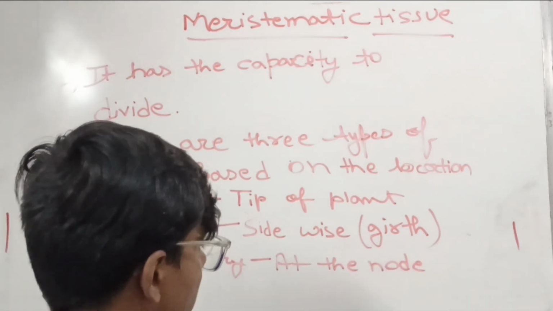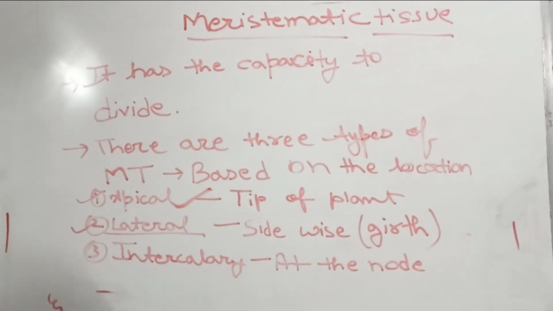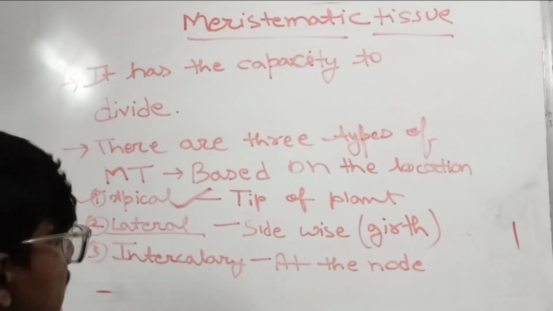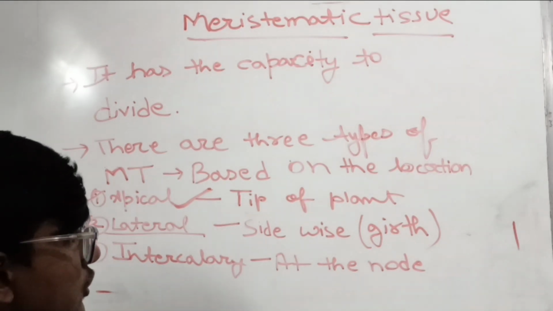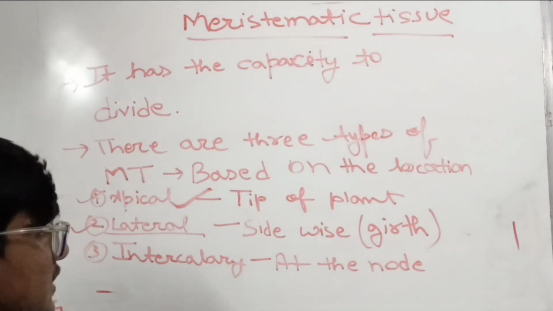I will draw one diagram. From that one diagram you will get where exactly these three are. Okay, so these are the three types. First is the apical, second is the lateral, and third is the intercalary. First is present at the tip of the plants, either it is shoot or either it is root. This you have to remember.